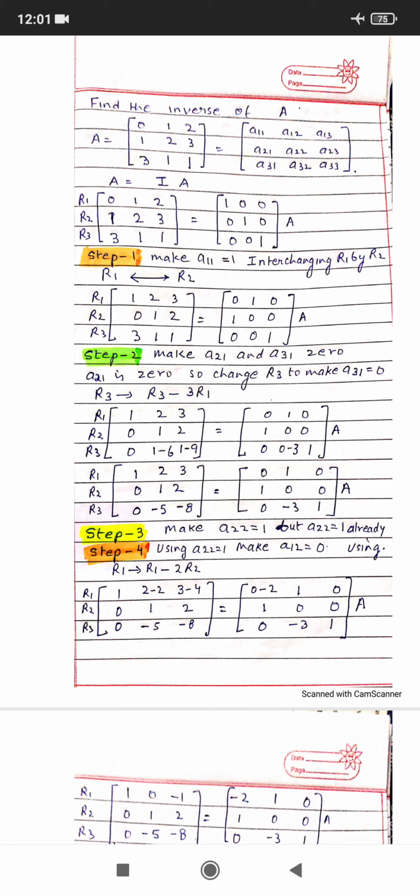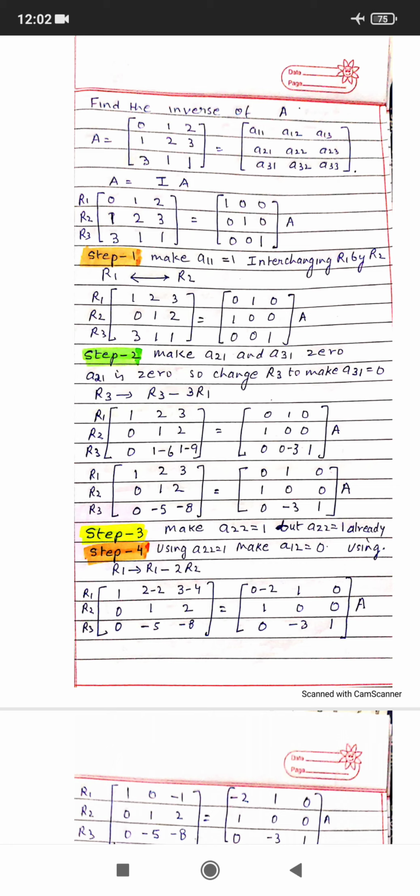First step is to make A11 equal to 1. This we can do by interchanging the first row with the second row. As you can see, in place of the first row we are writing the second row, and in place of the second row we are writing the first row, on both sides. So left side becomes 1 2 3, 0 1 2, 3 1 1.